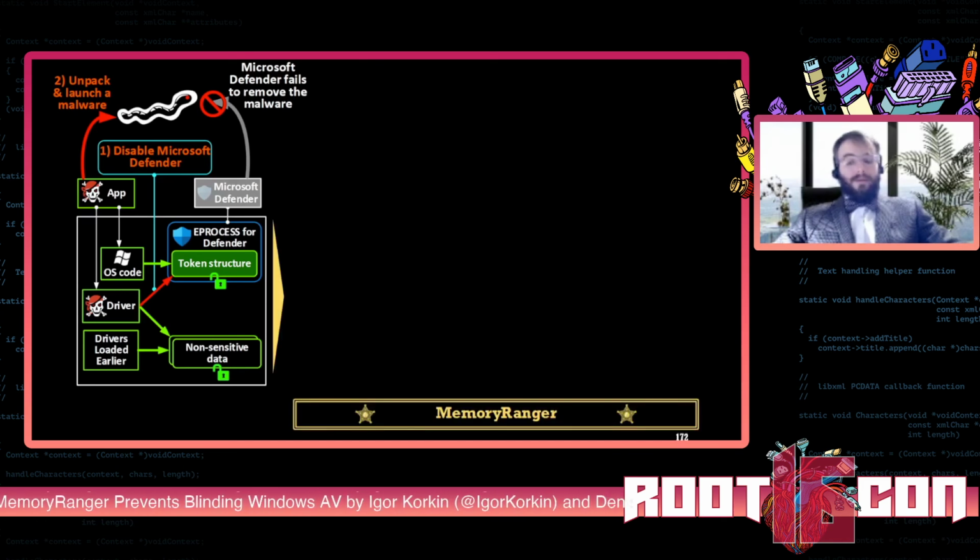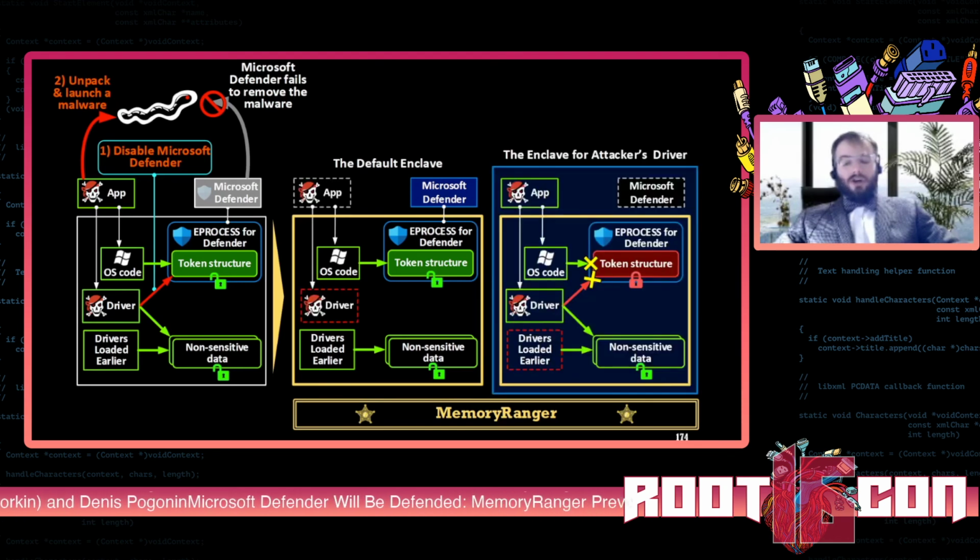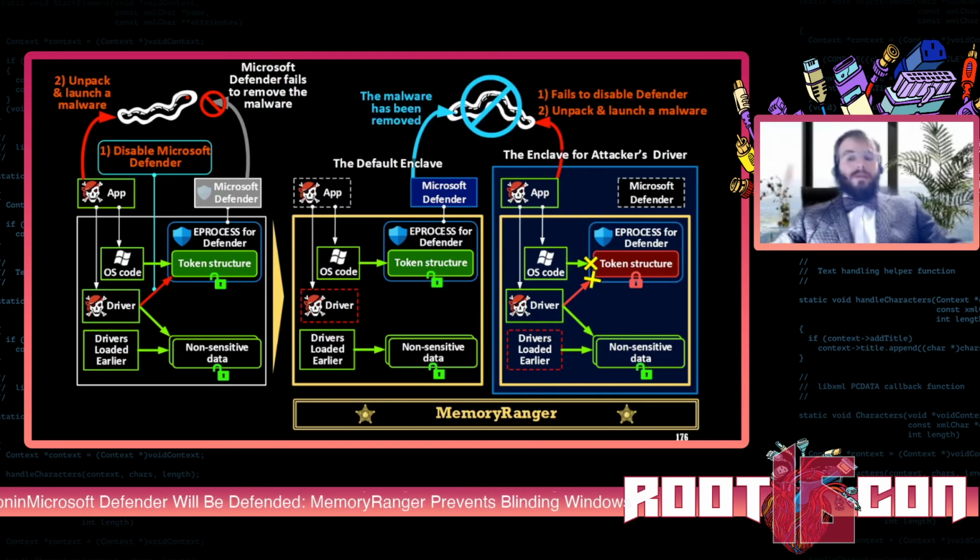MemoRanger allocates the default enclave for the OS kernel and all previously loaded drivers. MemoRanger traps the loading of the attacker's driver and allocates a separate memory enclave for this driver. In this enclave, MemoRanger restricts any access attempt to the token structure of Microsoft Defender. As a result, attackers failed to disable Microsoft Defender. This is the way MemoRanger protects Microsoft Defender.